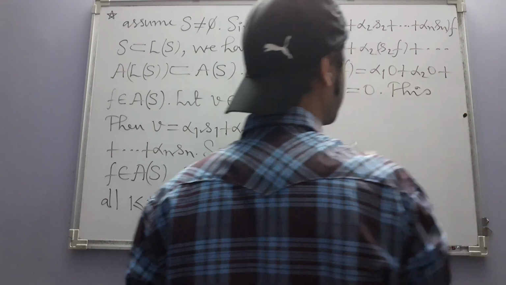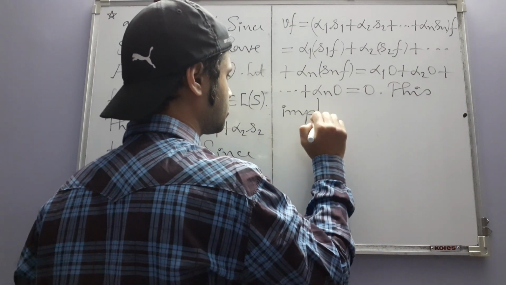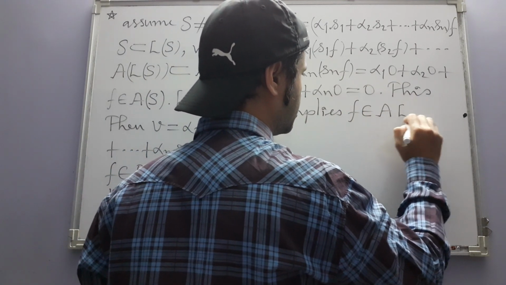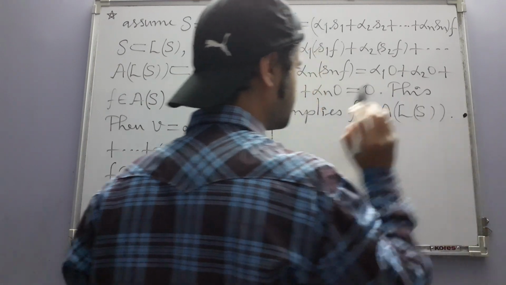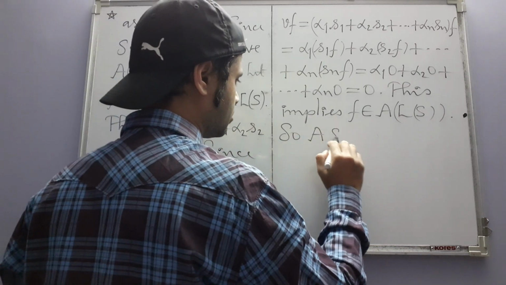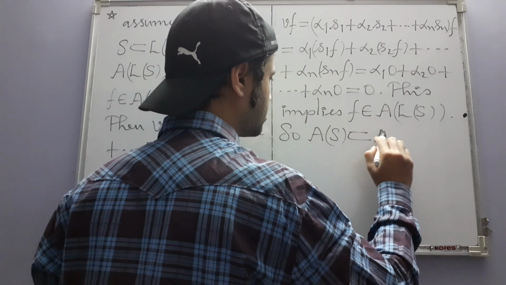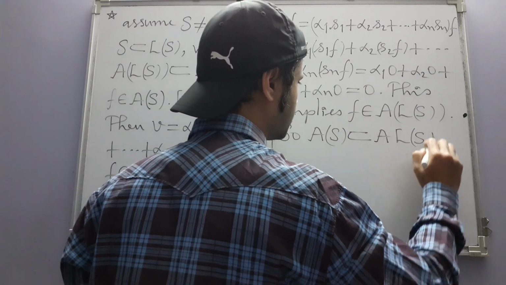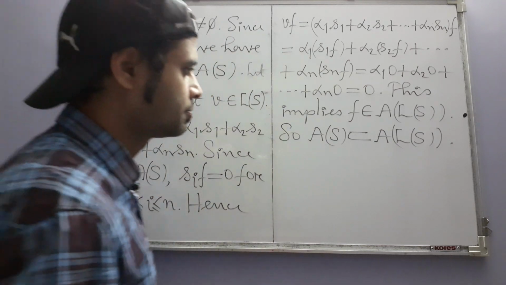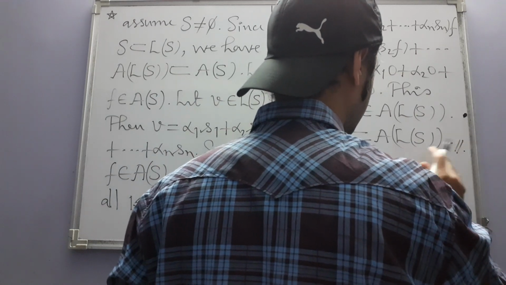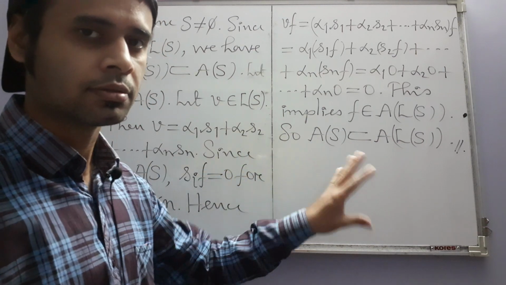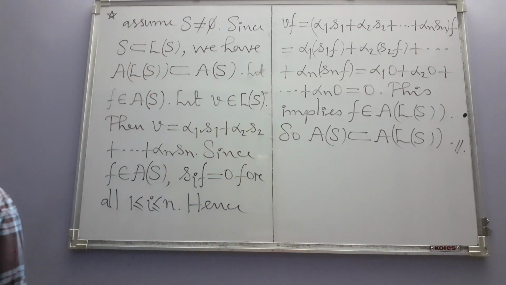This implies that F belongs to the annihilator of the linear span of S. So this is also a subset of this, and then you can combine these two containments to have equality, and that just completes the solution. Ideally, you should not just simply leave it like this. You should write that hence these two are equal, but I am leaving it here itself.